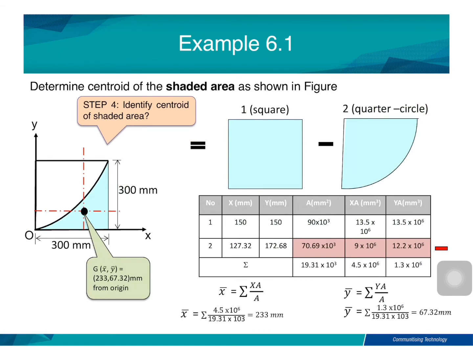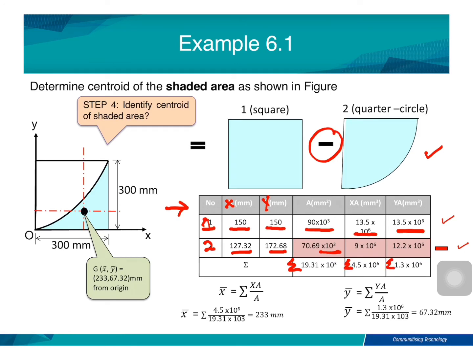Next, you can tabulate into this table. This table consists of the elements. We have element 1 here, and then element 2. Then you must tabulate the centroid of x and centroid of y. So this is x1, 150, y1, 150, and then this is the area. Then you need to multiply the area with x and the area with y. And then you substitute element 2, the quarter circle, so you have x2, y2 and also the area. You must remember we need to minus this square with the quarter circle. So you have the summation for the area, the summation for XA, and the summation for YA.